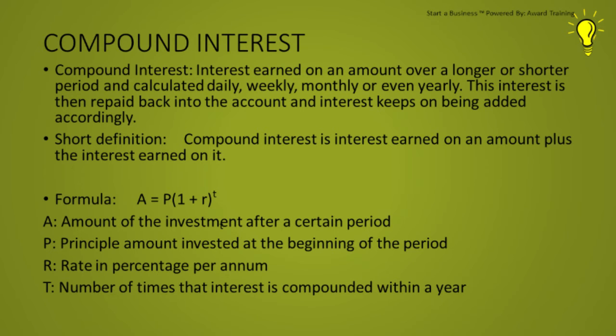So our formula for compound interest is A equals P, open bracket 1 plus R, close bracket, to the power of T. So A is the accrued amount, P is the principal amount, R is the rate of interest, and T, once again, is the time. So here's an example of compound interest.